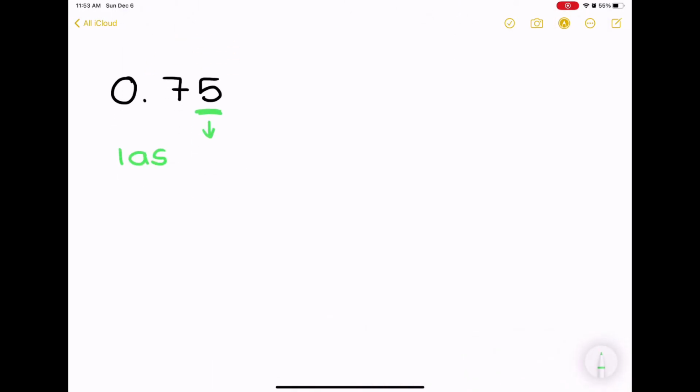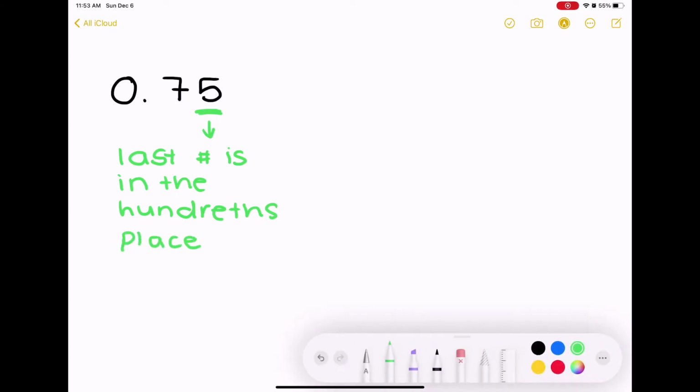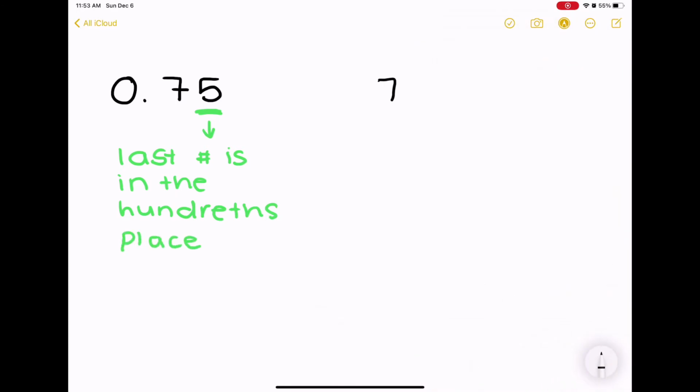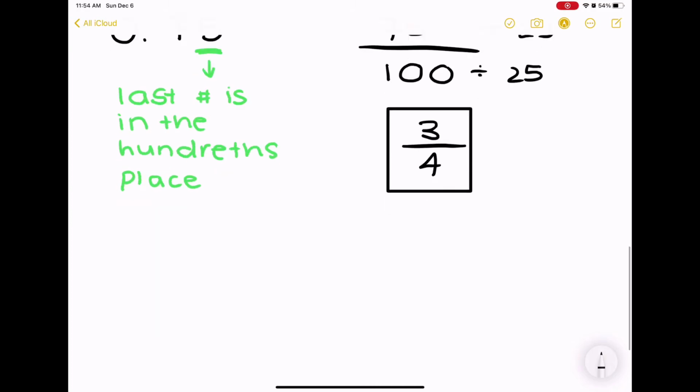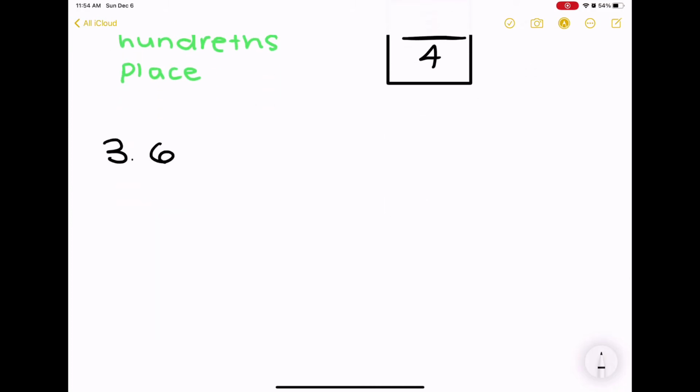How about if the number is in the hundredths place? Well, we look at the last digit. The last digit in this case is in the hundredths place, which means we will put the number behind the decimal point on top over 100. And then we can divide to simplify, and then we'll get 3/4. So you have to look specifically at the last digit and where it is placed in that specific problem.